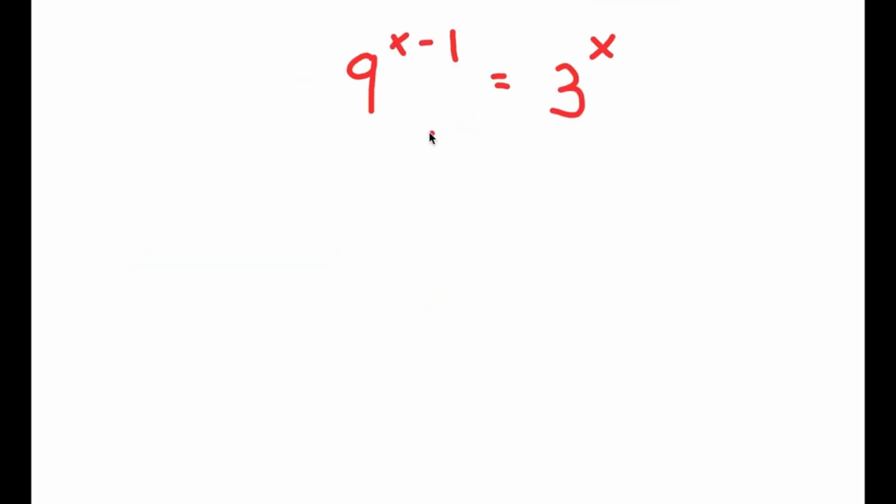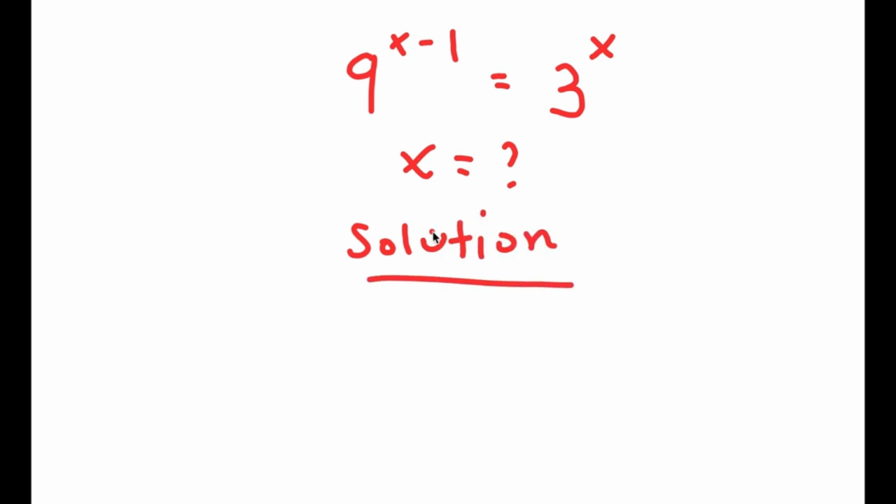Alright, so in this problem, I have 9 to the power of x minus 1 is equal to 3 to the power of x. So obviously, I want to find the value of x here. So for my solution, I'm going to first start with writing my equation. So 9 to the power of x minus 1 is equal to 3 to the power of x.